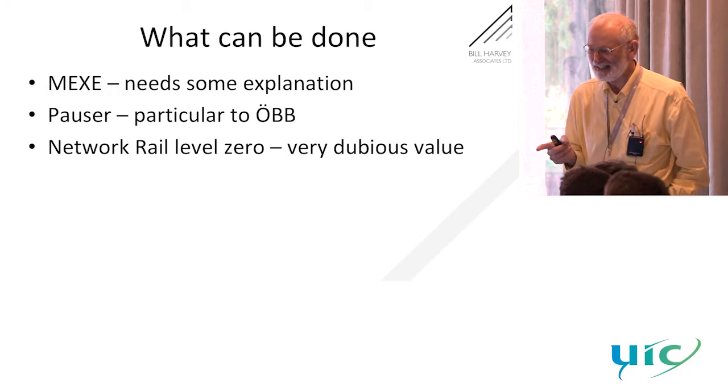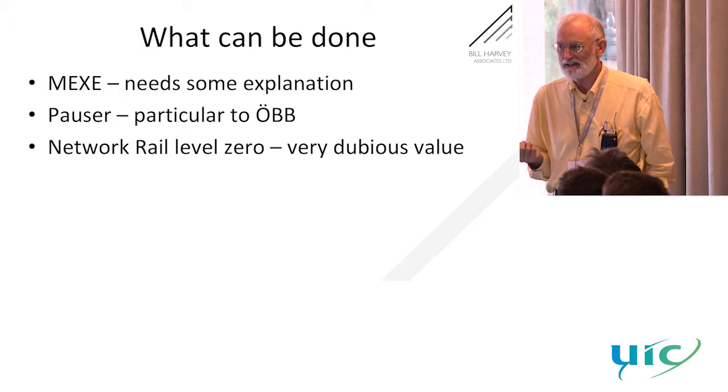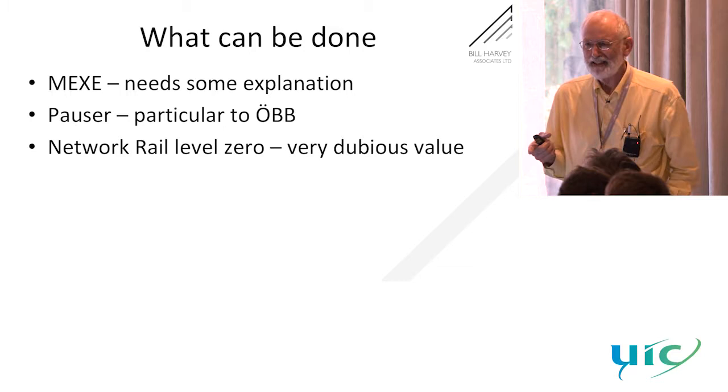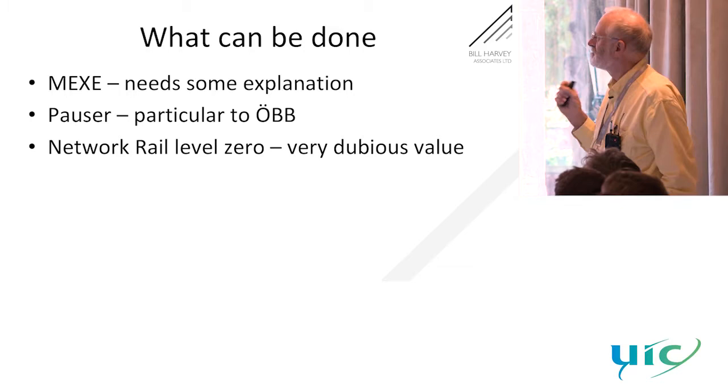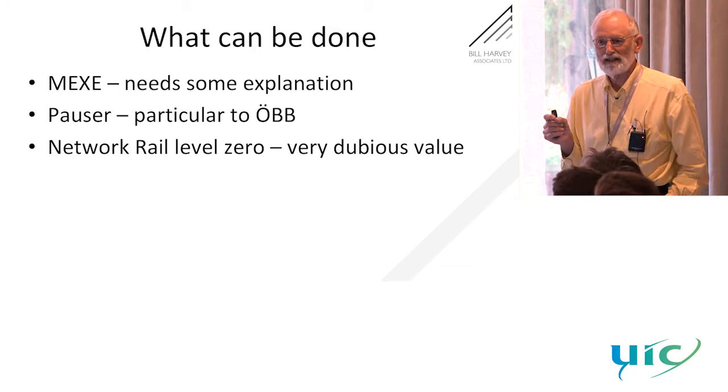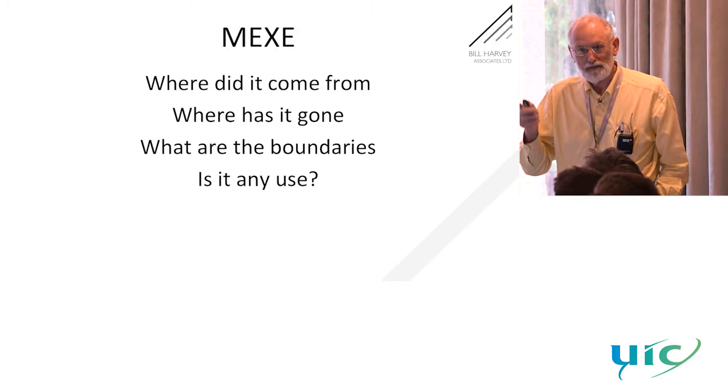Yeah, so there's Mexi, which is still in here, I think. It was insisted, wasn't it? They had to stay in. I believe Network Rail are about to junk it, much to my joy. There's the Powser method that's in here. And there's Network Rail Level 0, and this is why I think I might get into trouble, because I think it's got very dubious value as a numerical approach. We'll come back to that in a minute.